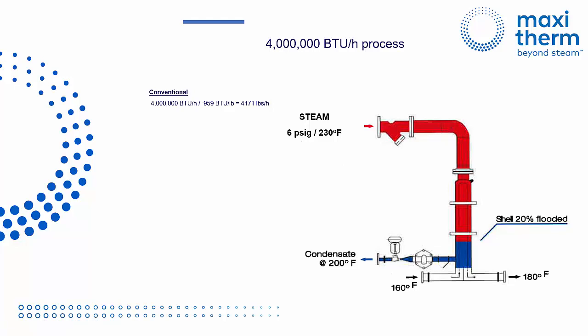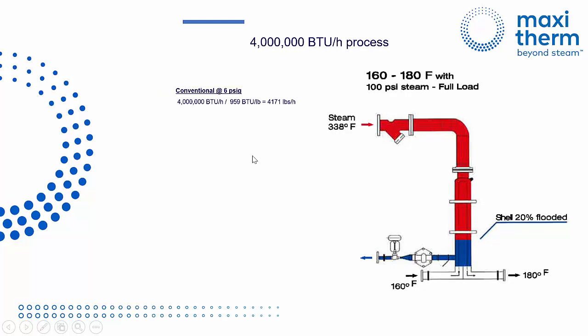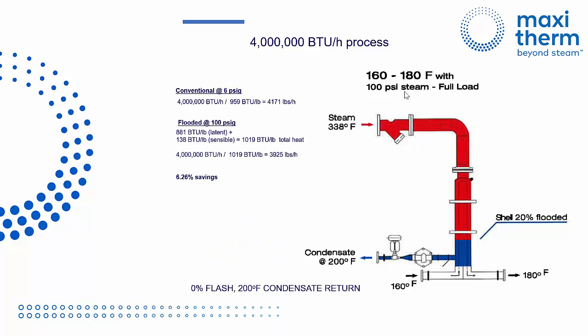To compare with other designs, let's compare at 6 PSI. With a conventional system, for a 4 million BTU process, you recuperate only the latent heat out of each pound. At full load, you will need 4,171 pounds per hour. In our case, because we flood the heat exchanger, we make a 3% energy saving. We're coming in at 230 Fahrenheit and coming out at 200 Fahrenheit because we flood the heat exchanger. We're extracting 30 BTU more per pound of steam. If we redo the math to compare a conventional system at 6 PSI versus a Maxi-Therm at 100 PSI, still with condensate outlet temperature at 200 Fahrenheit at full load, we will need 6.26% less steam to perform the same process.